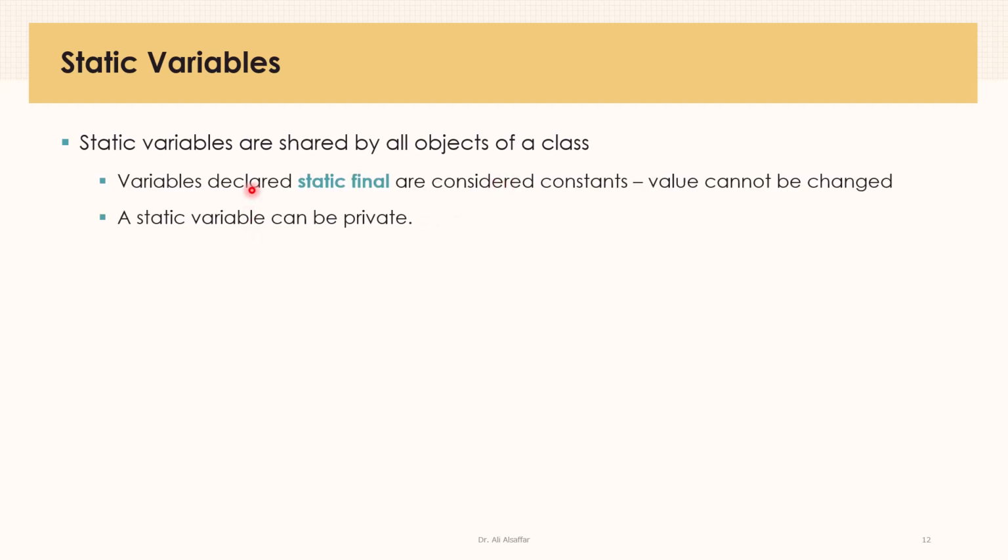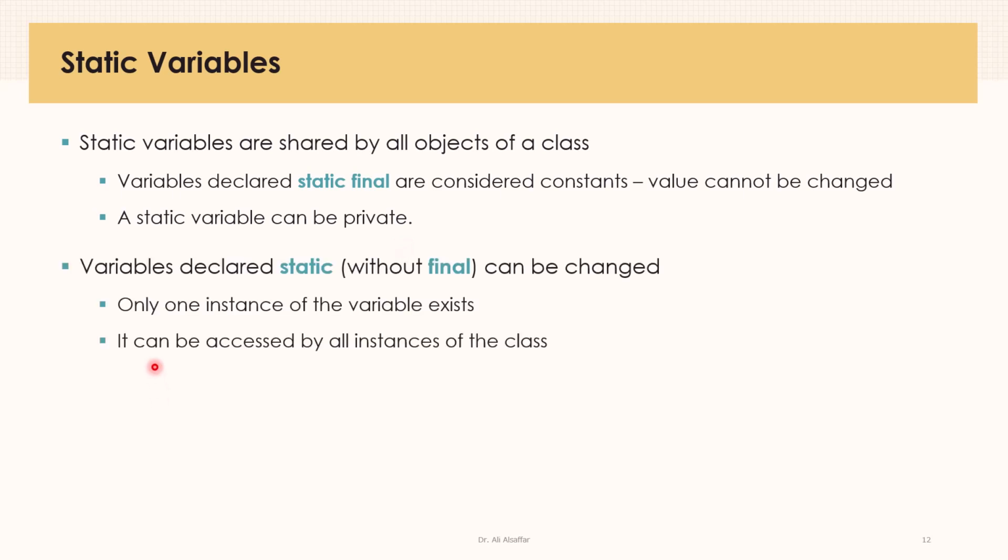So variables inside a class, when you declare them as static final, and you know when we say final, it means they are constants and we cannot change them. You can define static variables as public and you can define them as private. But remember, if you define them private, then you cannot use them outside the class. You can use them only inside the class. Any variable inside a class declared as static without final, then we can change it.